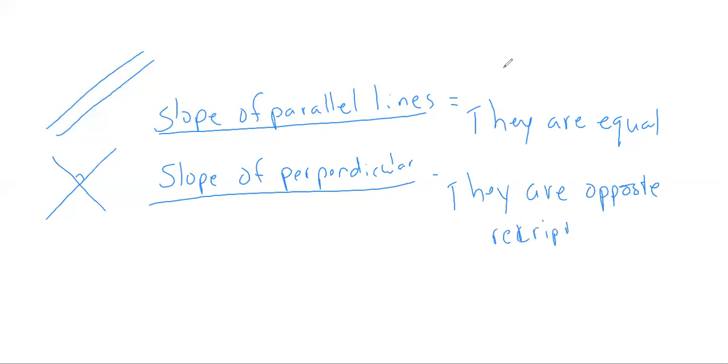Now, for those of you who don't remember what a reciprocal is, in other words, change the sign. So if it was positive, it's now negative. If it was negative, it's now positive. And reciprocal means flip it over. That's all you got to do. Okay? So, let's do a couple examples.